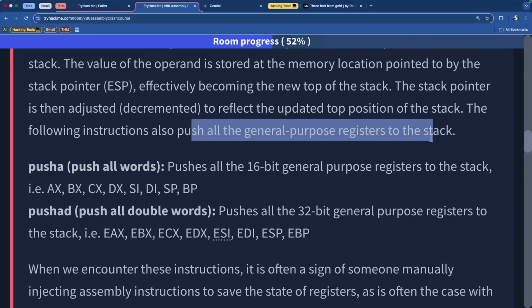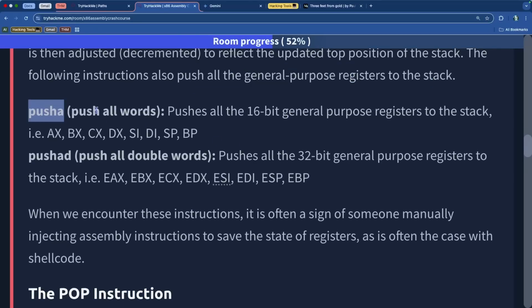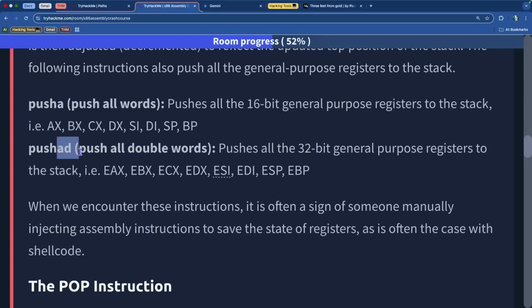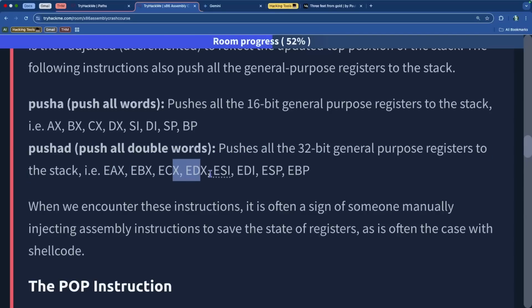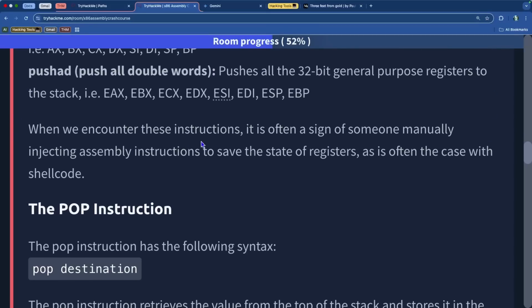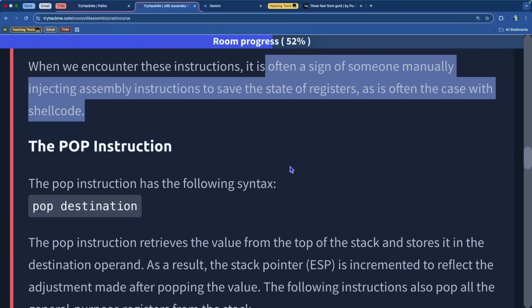The following instructions also push all of the general purpose registers to the stack. So push A, also known as push all words, pushes all the 16-bit general purpose registers to the stack, for example, AX, BX, etc. Push AD pushes all of the double words, all the 32-bit general purpose registers to the stack. So EAX, EBX, etc. And if you don't know what that means, watch the last video. When we encounter these instructions, it's also often a sign of someone manually injecting assembly instructions to save the state of registers, and it's often the case with shellcode.